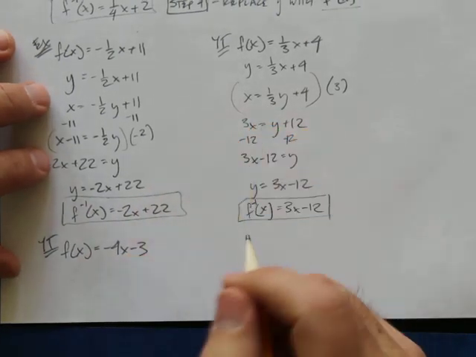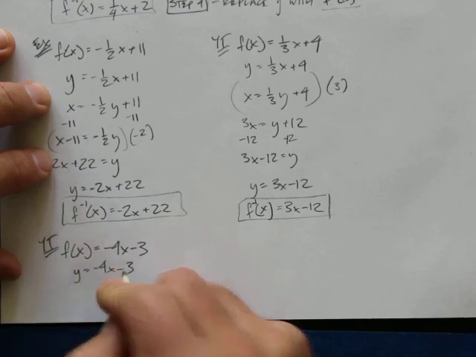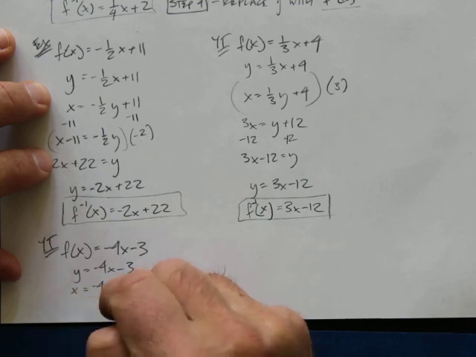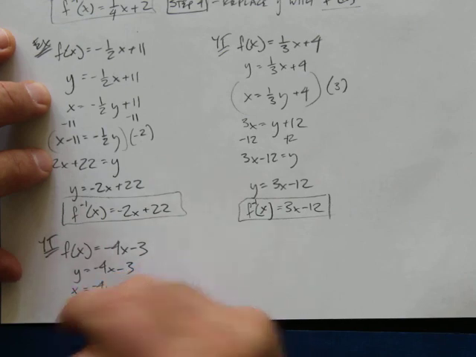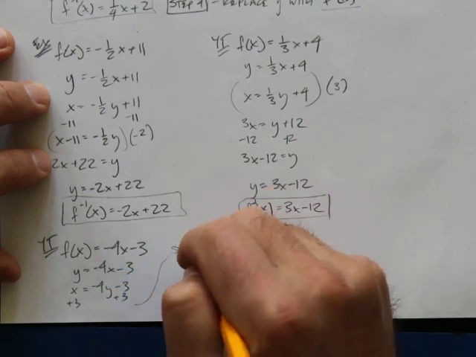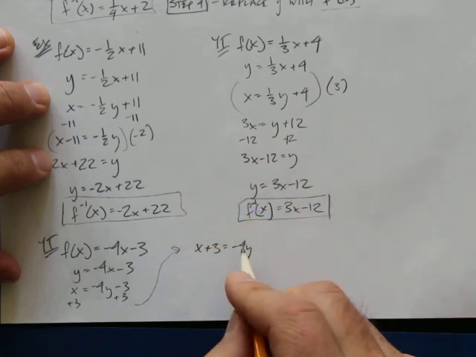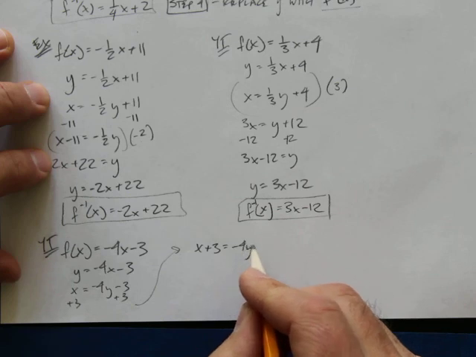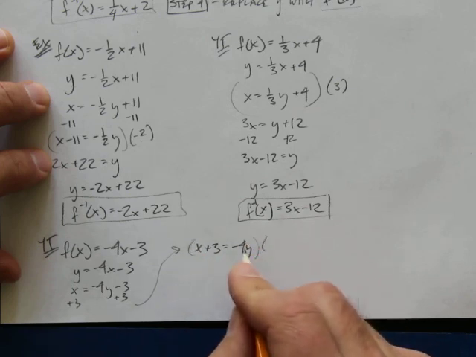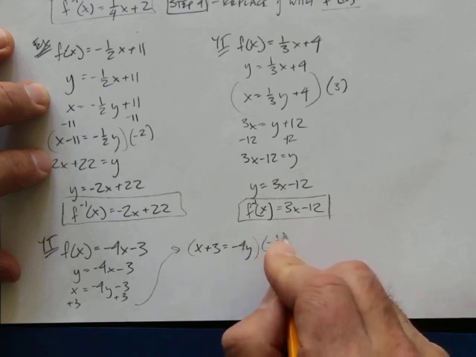All right, see how you did. y equals negative 4x minus 3. Going to switch x and y. x equals negative 4y minus 3. Add 3 to each side. x plus 3 equals negative 4y. I need to multiply this whole thing by whatever makes this 1y, positive 1y. So I need to multiply it by the reciprocal of this, negative 1/4, so that I can get positive 1.